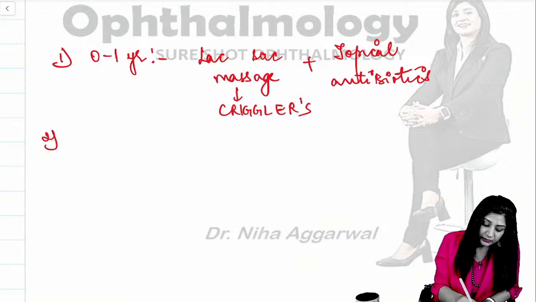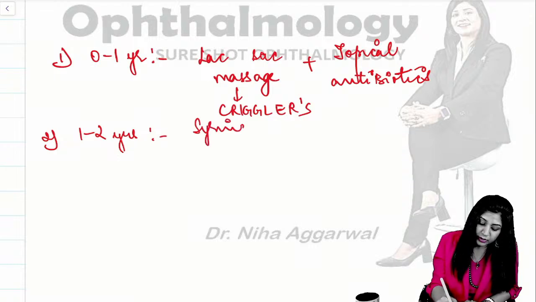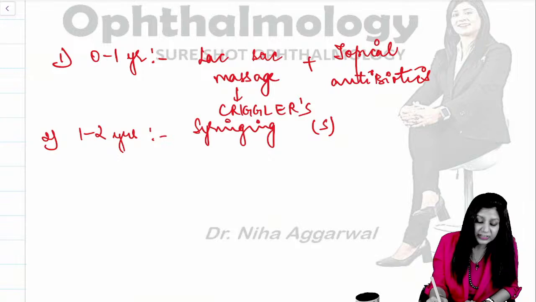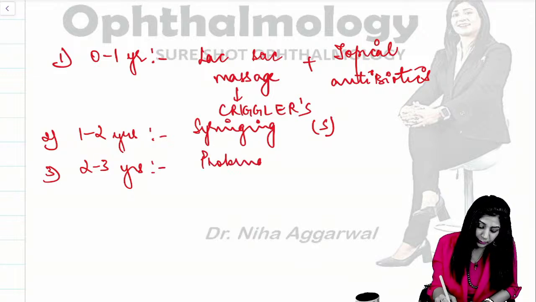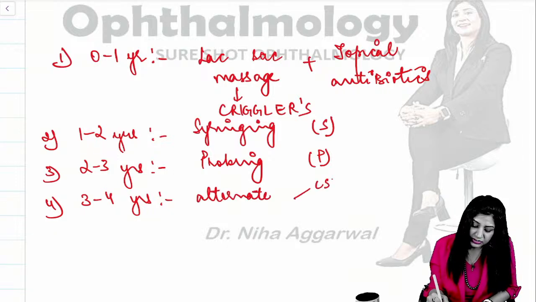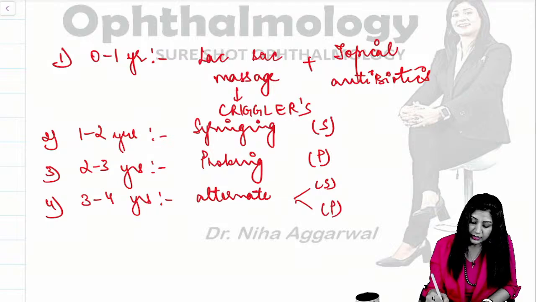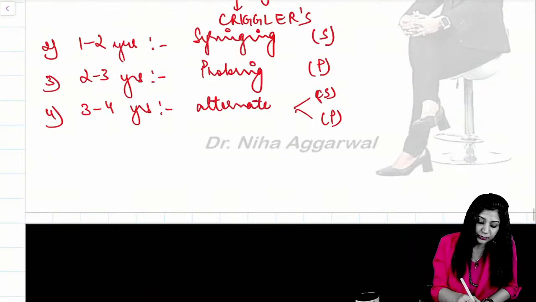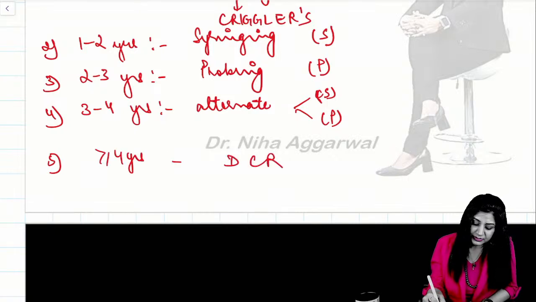Then number two, between 1 to 2 years, if it is not improving, I can do syringing. Then between 2 to 3 years, if it is still not improving, I can do probing with the Bowman's lacrimal probe. Then between 3 to 4 years, we can do alternate syringing and probing. And then finally, after 4 years of age, we can do the DCR surgery.